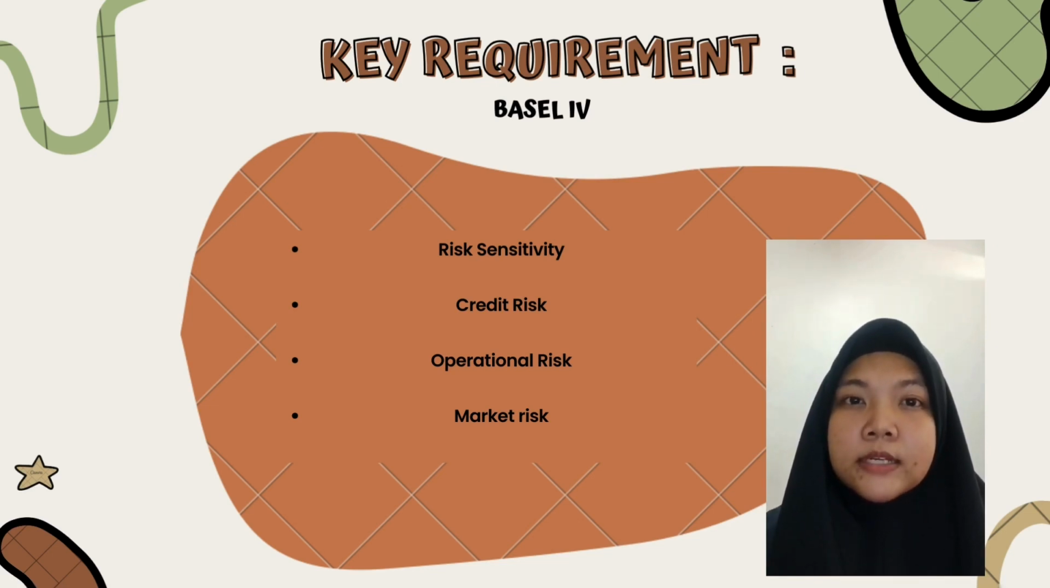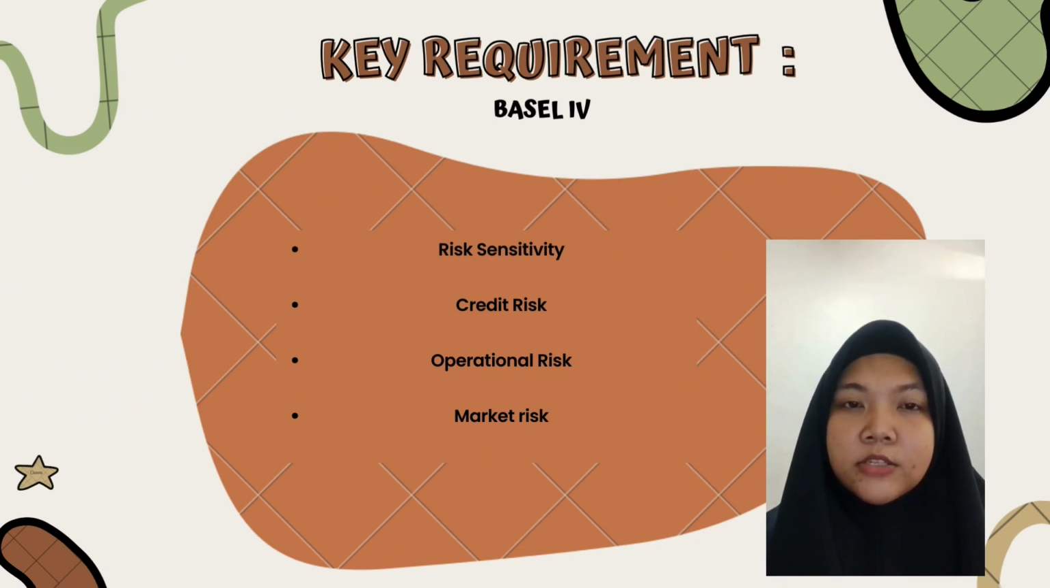The second one is credit risk. The framework introduces changes to credit risk measurement, including revisions to the standardized approach and the introduction of a standardized output floor to limit the variability in risk-weighted assets across banks.